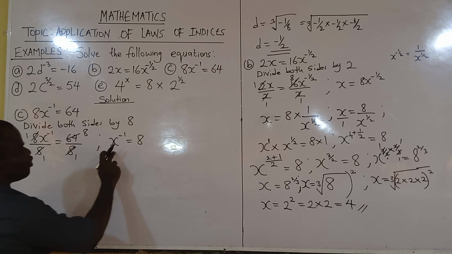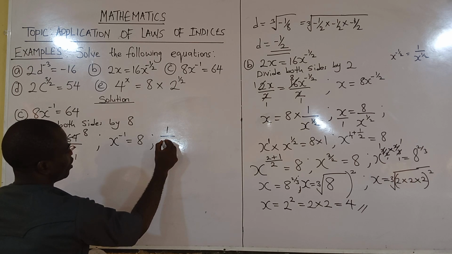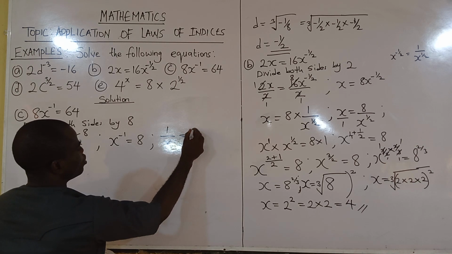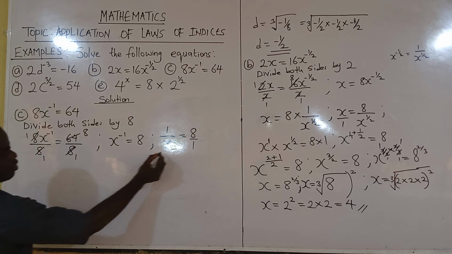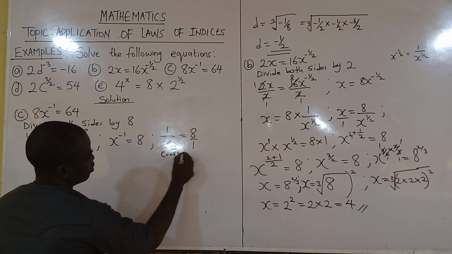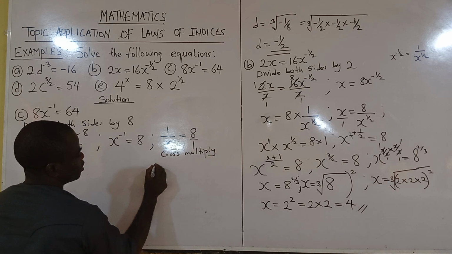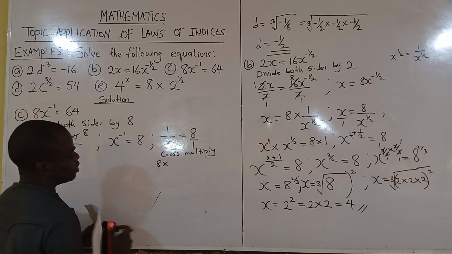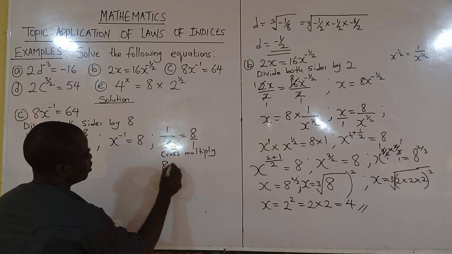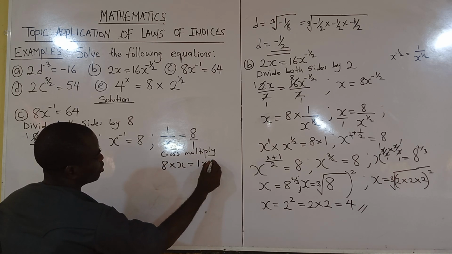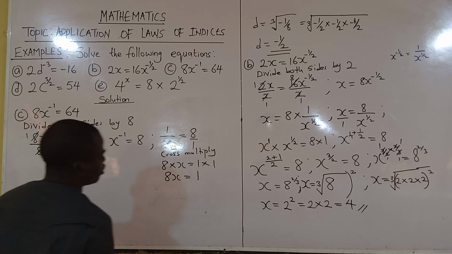Don't forget that 1 over x will give us x raised to power minus 1. We have 1 over x equals 8, which is over 1. Cross multiply. When you cross multiply, we are having 8 times x equals 1 times 1. 8 times x is 8x, 1 times 1 is 1.